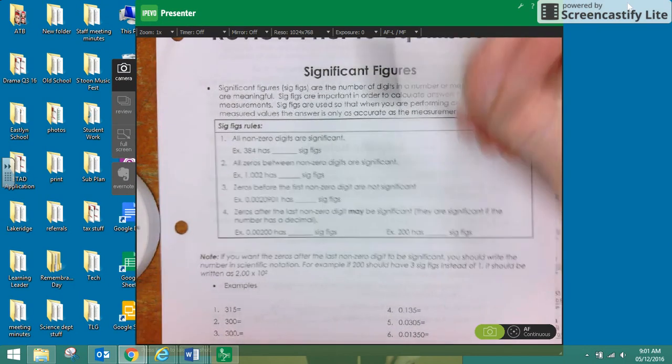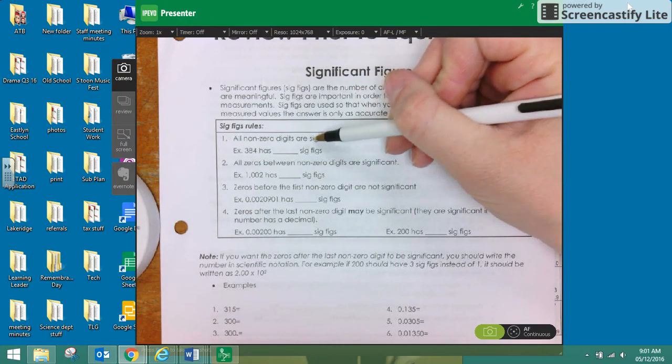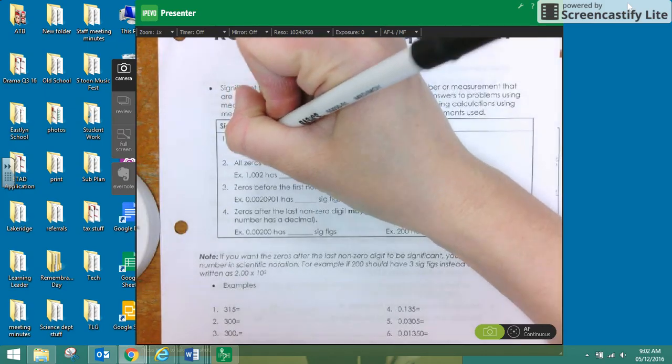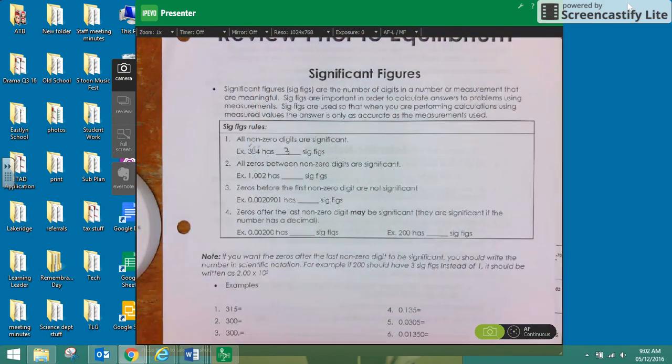So there's 4 rules for significant figures. The first rule is that all non-zero digits are significant. So anything that's not a zero is significant. So this number has 3 digits, none of them are zeros, so it has 3 sig figs.